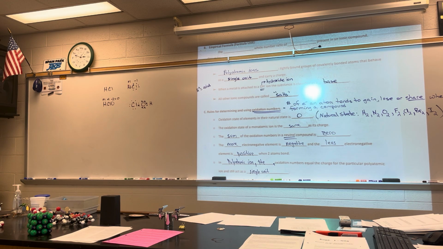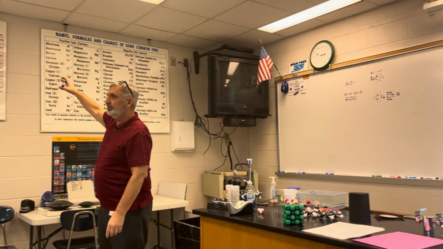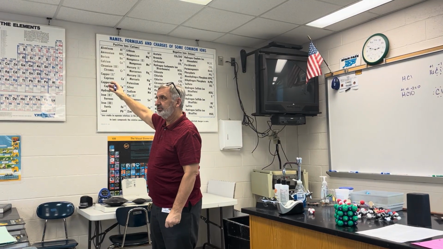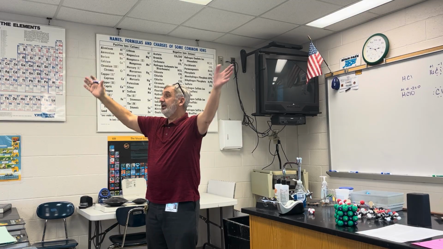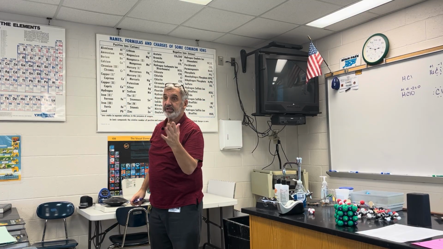So oxygen is almost always -2. The only compound where it would be positive is OF2. Then it would be +2 rather than -2. Still 2 electrons, but plus because fluorine is more electronegative. In every other compound in the world, oxygen is going to be minus, and it's almost always -2.